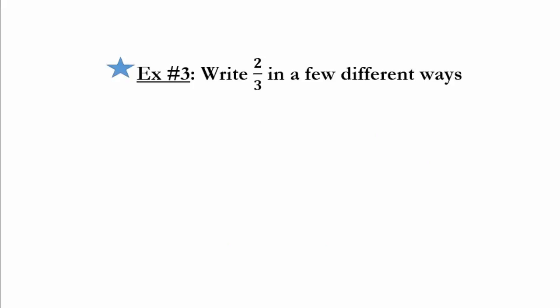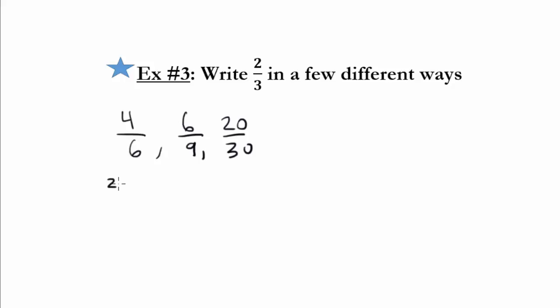Example number 3. Write 2/3 in a few different ways. Okay, so this is an open-ended question. One way I could write 2/3 is as 4/6, using proportional reasoning. I could write it even as 6/9. Could write it as 20/30. You notice all of these, right?